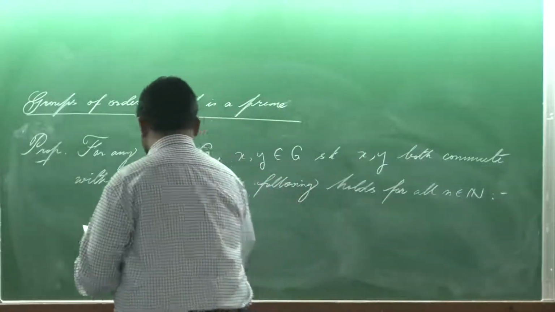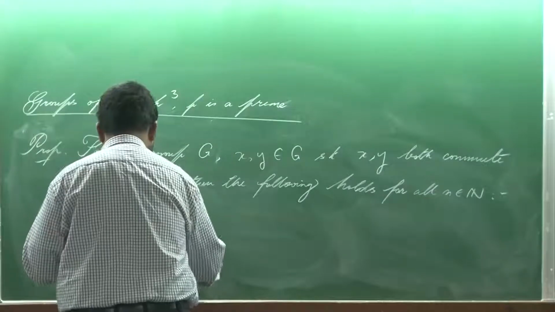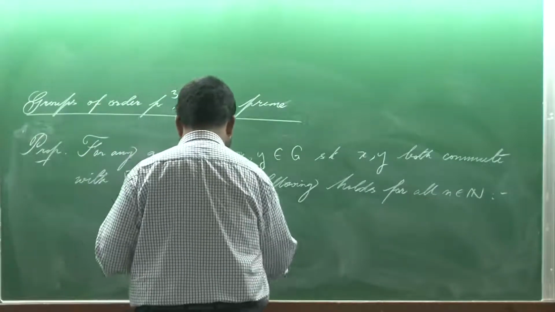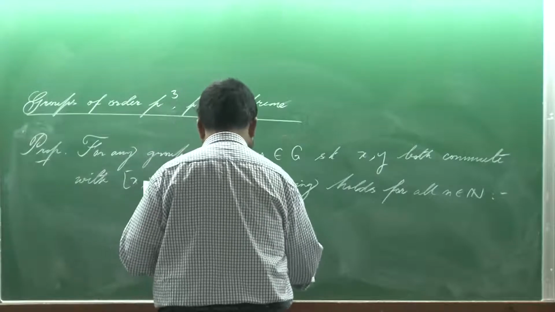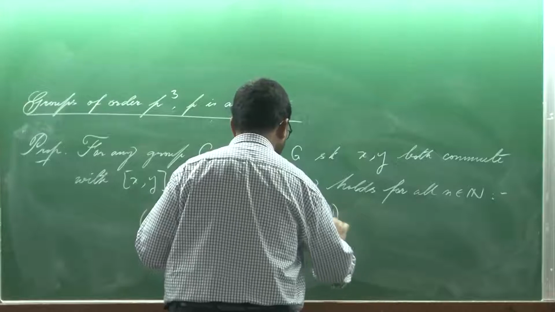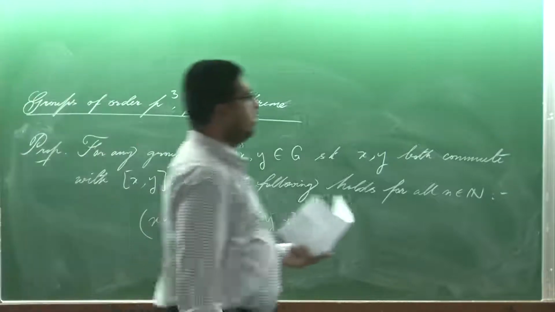So what is that? Simply (xy)^n = x^n y^n times the commutator [y,x] to the power n(n-1)/2. This you can prove directly by induction.